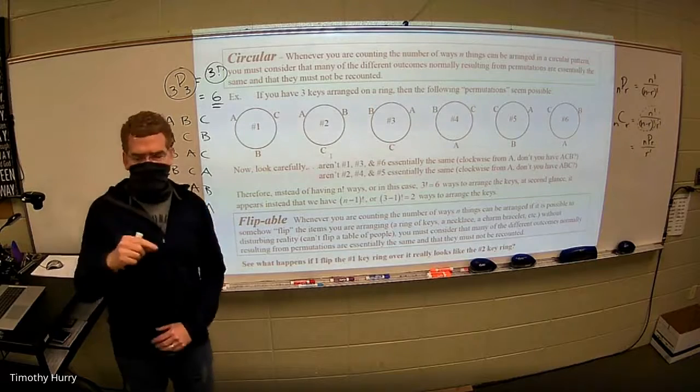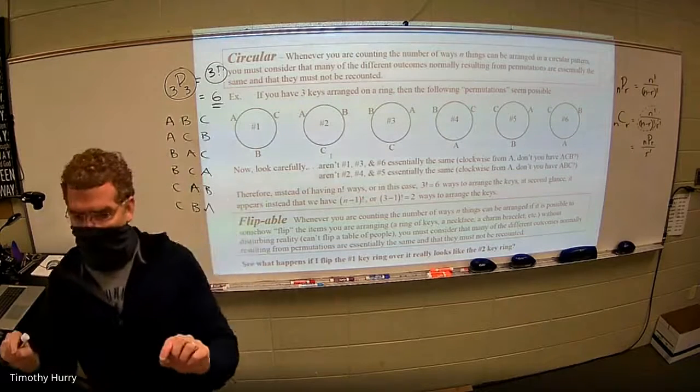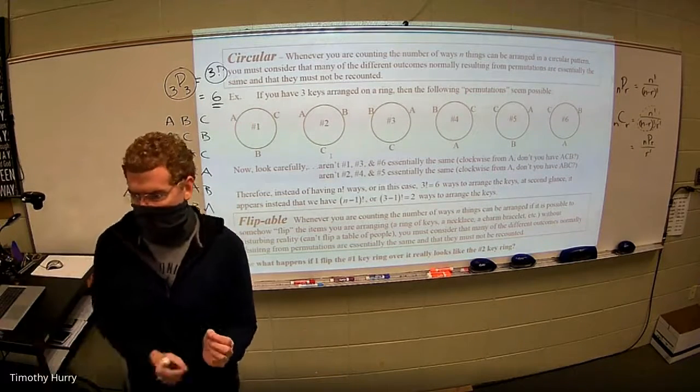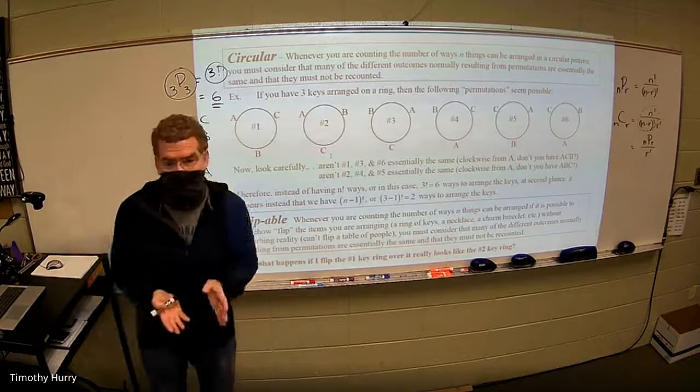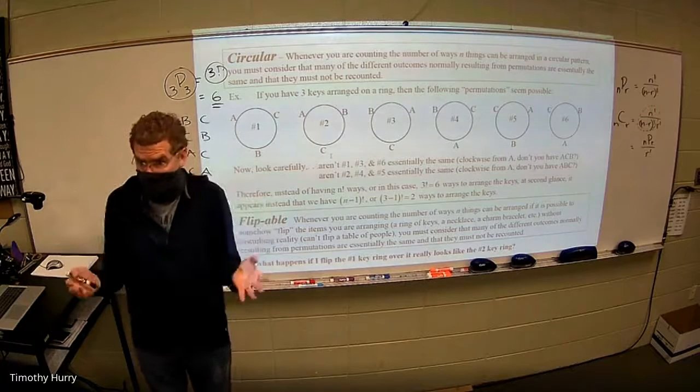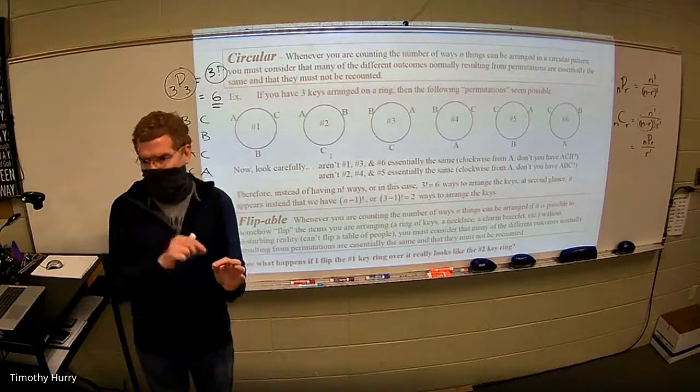Well, if all of a sudden I go, all right, I'm not putting them in a line, but I'm putting them in a circle. And when I say circle, I don't mean it actually literally has to be a circle, because it's 3 people, right? It really makes more of a triangle.